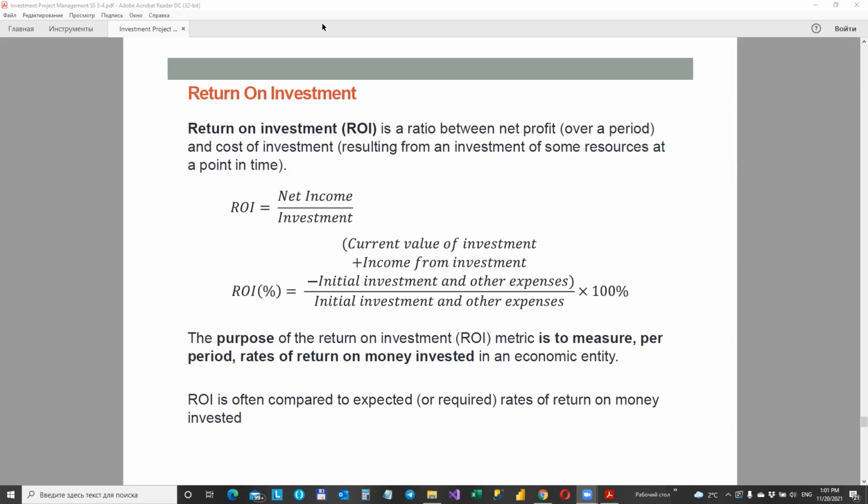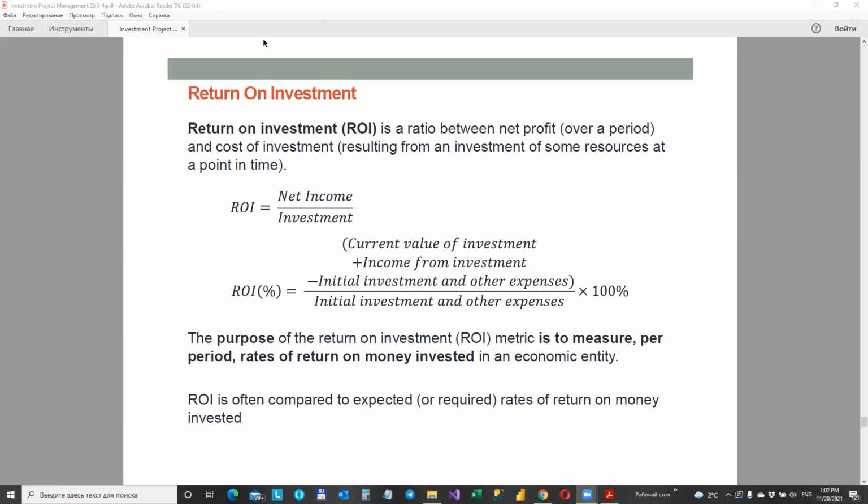The most comprehensive formula is that return on investment in percentage equals the sum of current value of investment and income from investment minus initial investment and other expenses, divided by initial investment and other expenses, and multiplied by 100%. For a single period review, divide the return or net profit by the resources that were committed or invested.